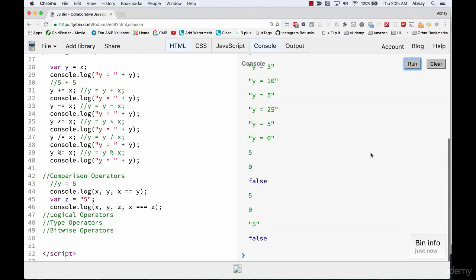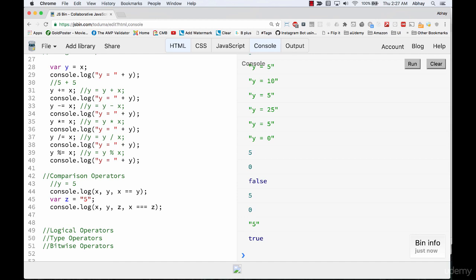The reason being the type of both, which is x, which is 5, and type of z, which is a string, is not the same. However, if I remove one of the equal sign and then compare it, the answer would be true because then it just checks for the value, which is 5, and it doesn't check for the type. So you can make sure that your comparisons are very strict.